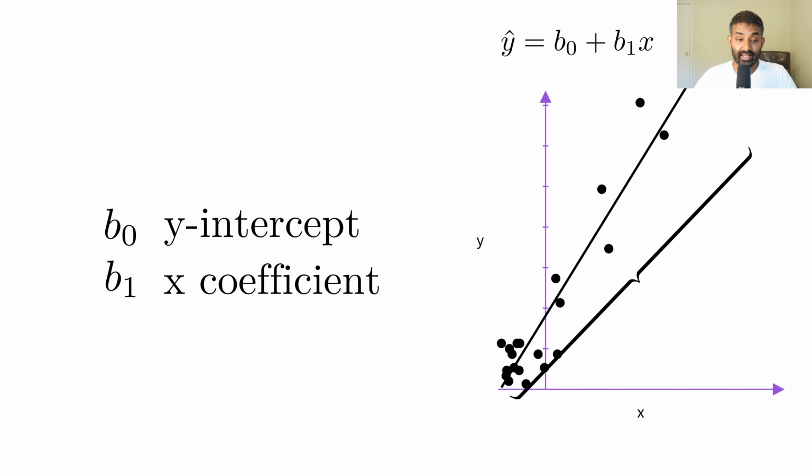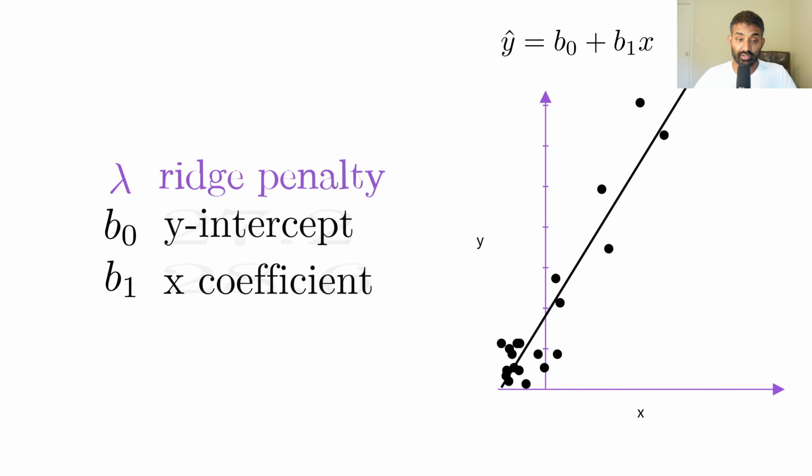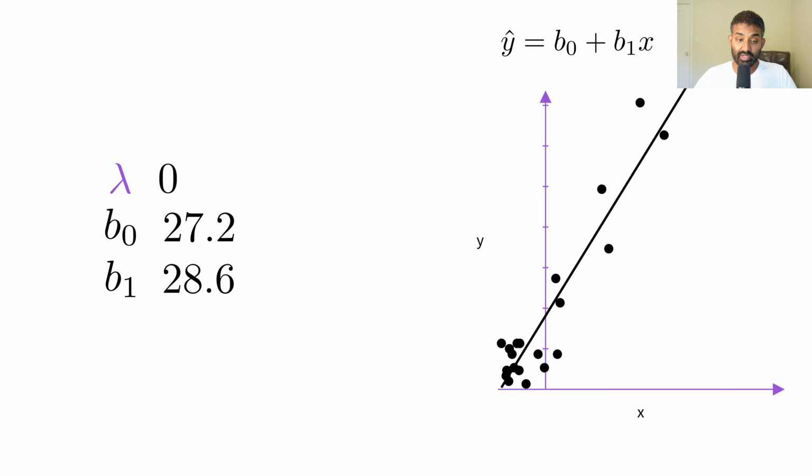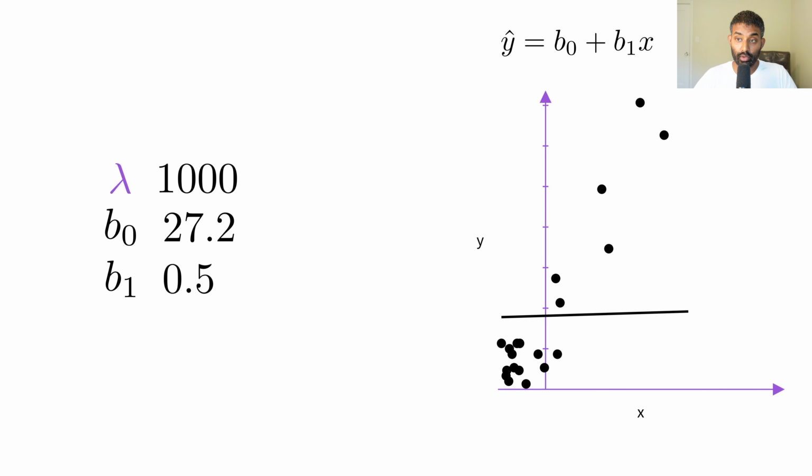Ridge regression adds another parameter called lambda, which is the ridge penalty. And let's take a look and see what that penalty does. So as we start to increase our penalty, we can see how our b1 coefficient changes. And we can see it actually starts to shrink as we increase our ridge penalty. And eventually the line becomes flat, and b1 is very, very close to 0.